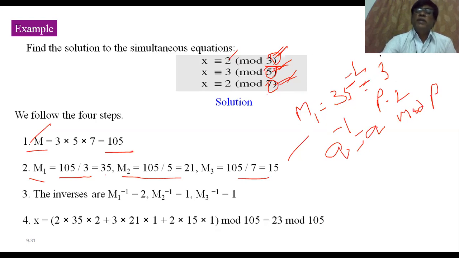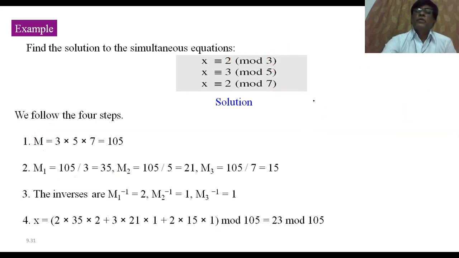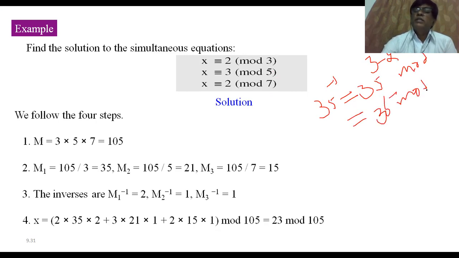So 35 inverse is equal to 35 power, what is the P value, the modulo value 3, minus 2, mod 3, which is equal to 35 mod 3. 35 mod 3 is, what is its value? 3 11 33, the remainder is 2. So it is 2. Like that, calculate m2 inverse and m3 inverse.